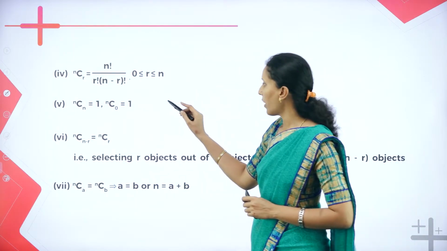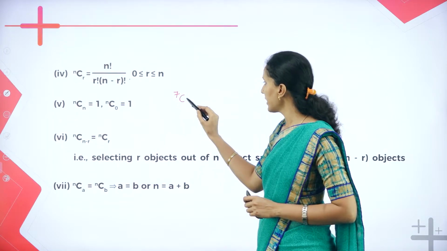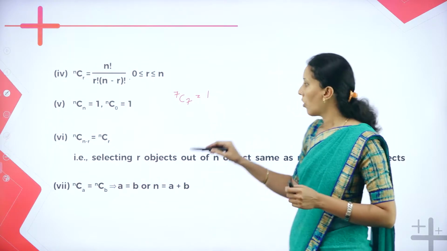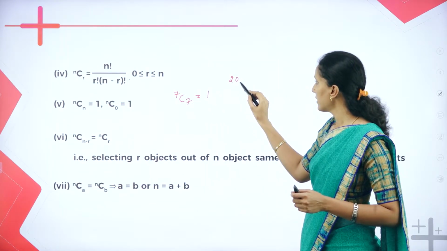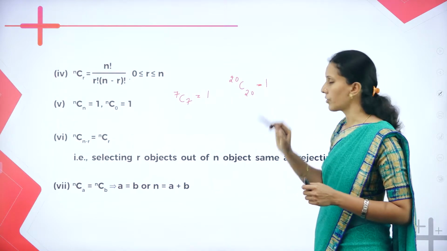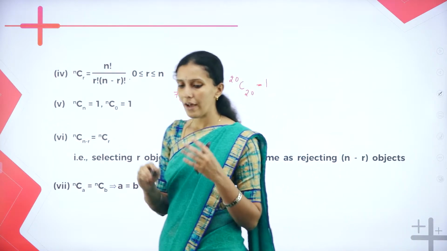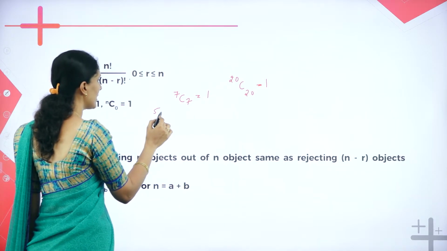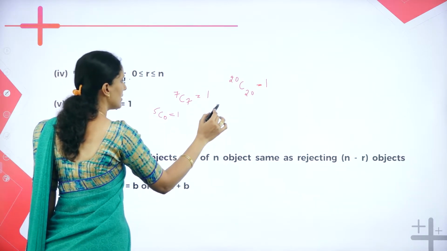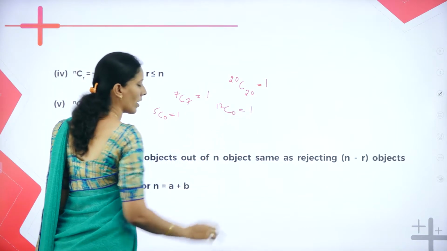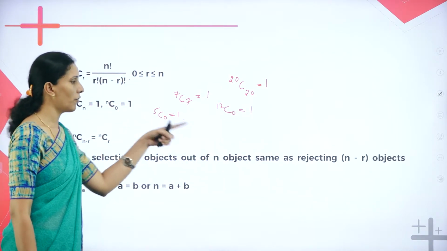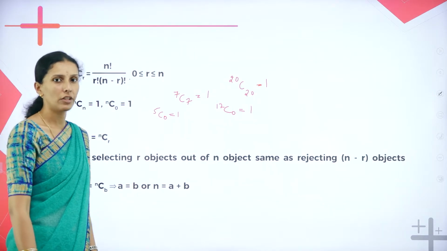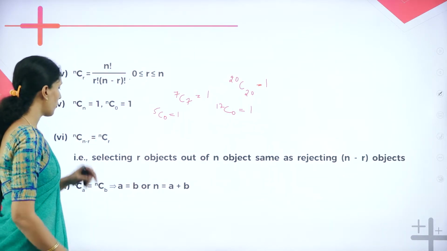nCn is equal to 1, so we can take 7C7. If you get any term like this, it is nothing but 1, or 20C20, it is also nothing but 1. So when you have n and r the same, it is nothing but 1. Also you may take 5C0 is 1, 17C0 is 1. So when you have the nC0 form, the value of the combination is directly 1. No need to evaluate using the formula. You can take examples of this also.